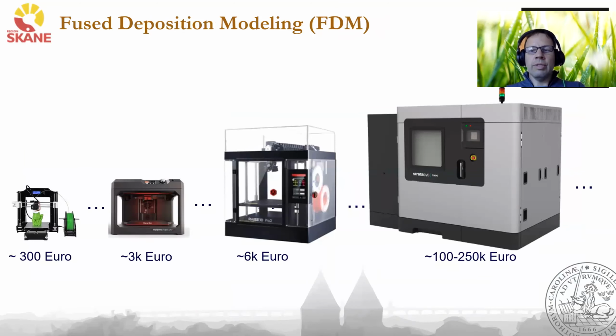FDM machines come in all sizes and prices. They range from very inexpensive play-at-home machines to various degrees of sophistication. The machine in the middle has two print heads that can be used either to print different colors or two materials, or one of them can be used to print the support structures in a water-soluble material. Then the support material can later be dissolved.